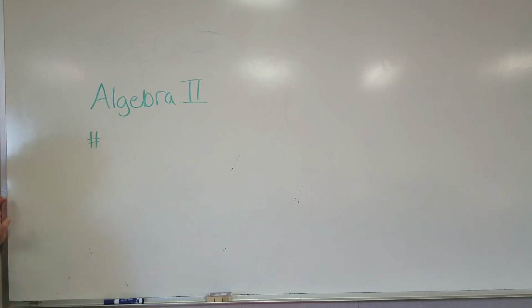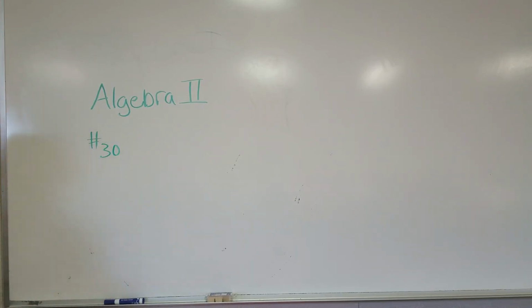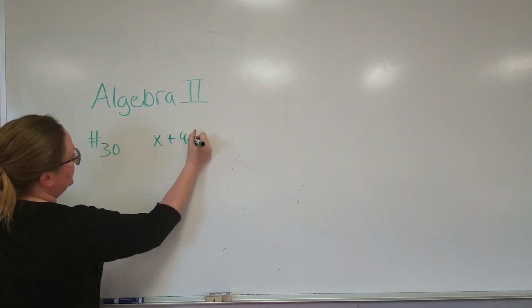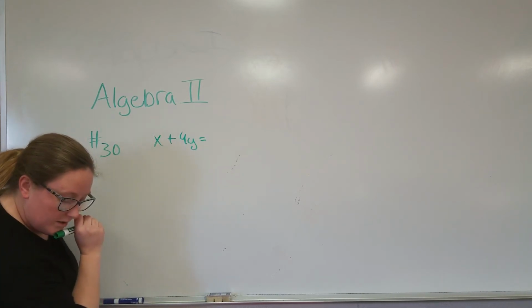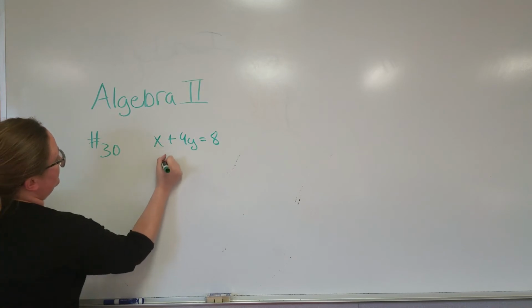Number 30, they ask you to use the matrix method to solve, all right? So matrix method, this is the easiest way I've found, is to find the determinants. You're going to find the system determinant, the x determinant, and the y determinant. So your problem is x plus 4y equals 8, and 2x plus y equals 9.